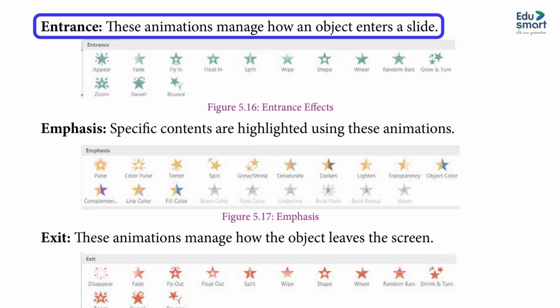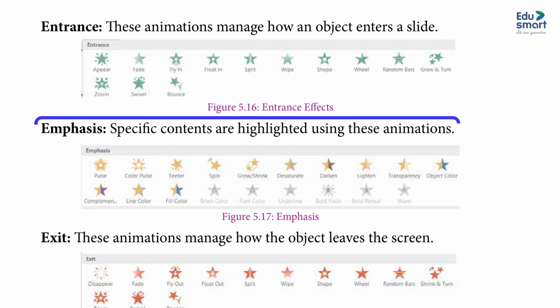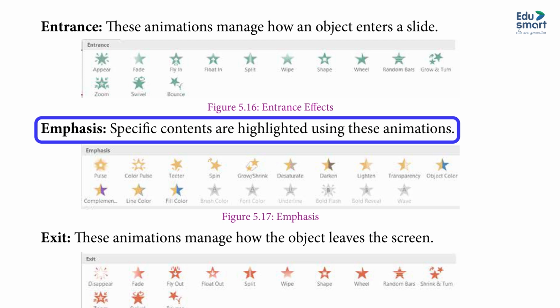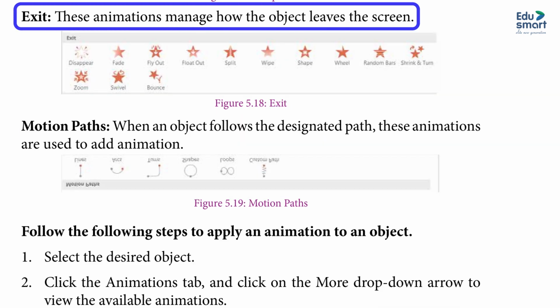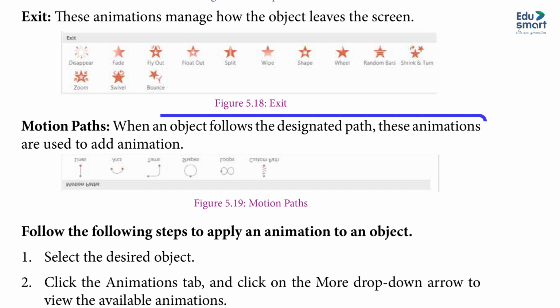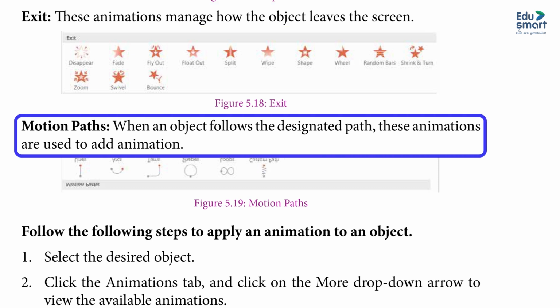Entrance. These animations manage how an object enters a slide. Emphasis. Specific contents are highlighted using these animations. Exit. These animations manage how the object leaves the screen. Motion path. When an object follows a designated path, these animations are used to add animation.